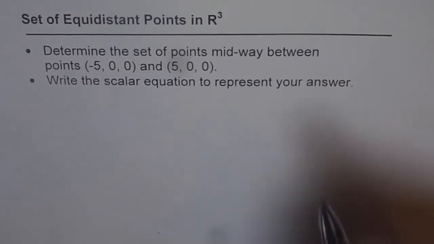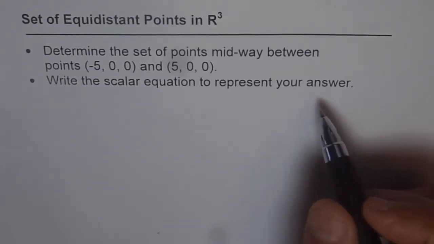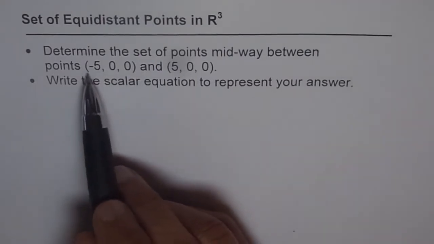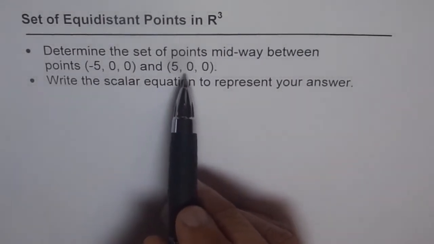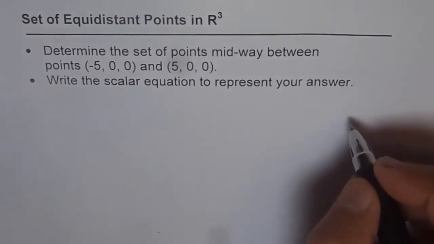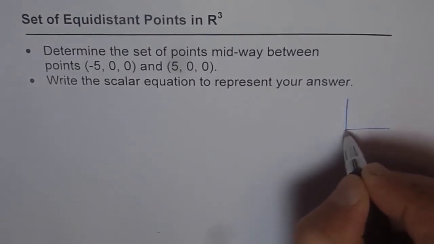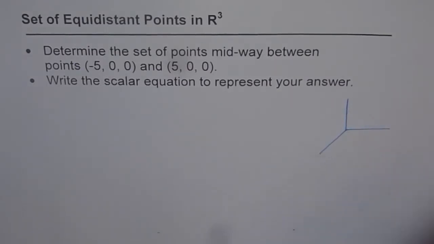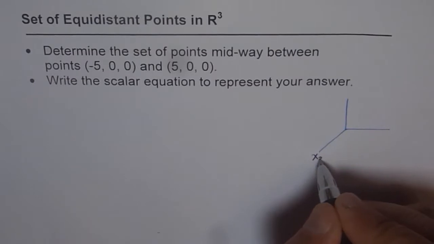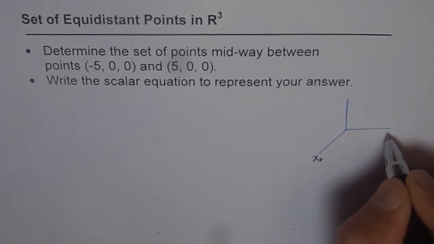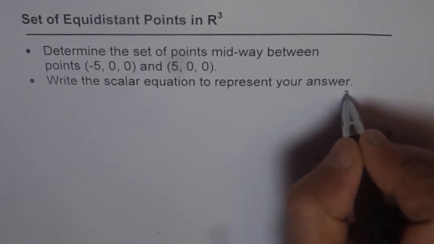Now, we are given 2 points which are ordered triplets: (-5, 0, 0) and (5, 0, 0). That means we're talking about R3, right? So let me sketch an R3 space. This is x, this is y, and that is z, right?